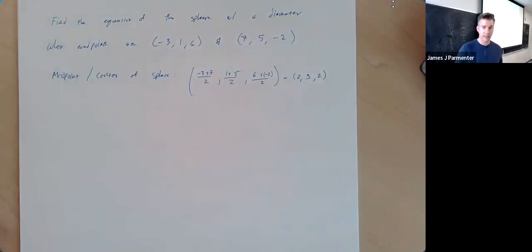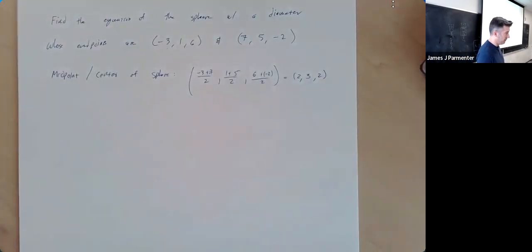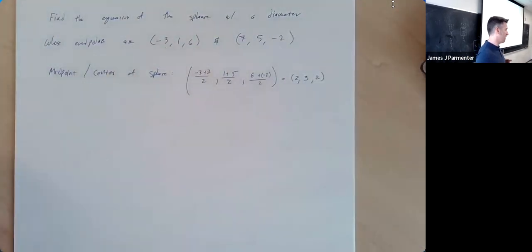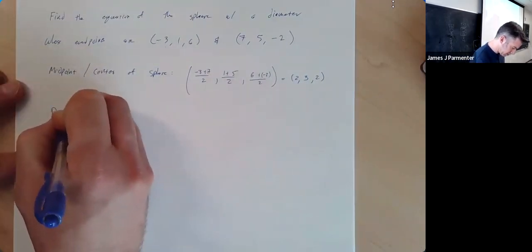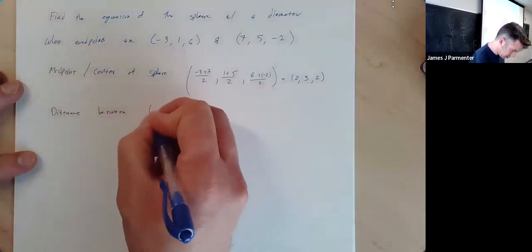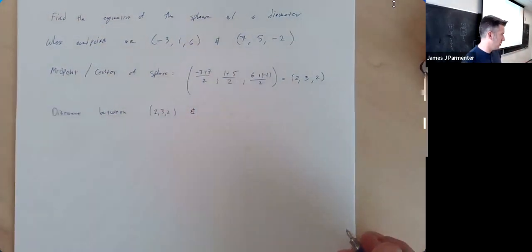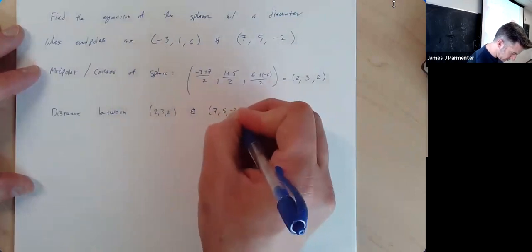Then you have a choice. You can either find the distance between these two endpoints and say that's the length of the diameter, and then cut it in half. Or if you found the center, you can find the distance between the center and either one of those two endpoints. That's usually my preferred way of doing it. Let's find the distance between the center, (2, 3, 2), and either point you want. It doesn't matter, you're going to get the same result. I'm going to do (7, 5, -2).